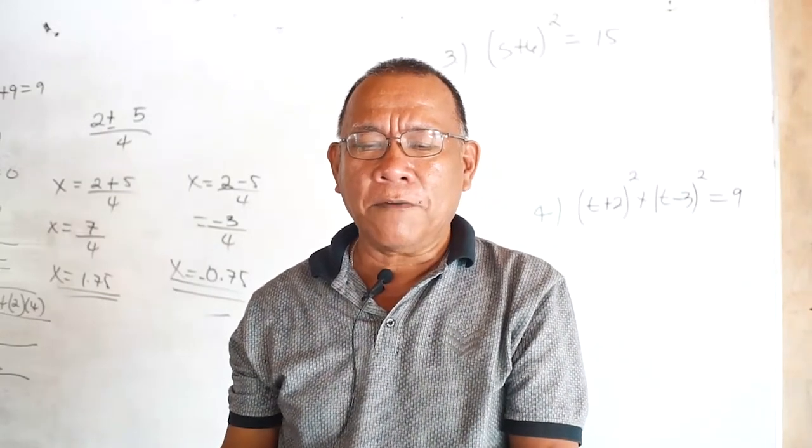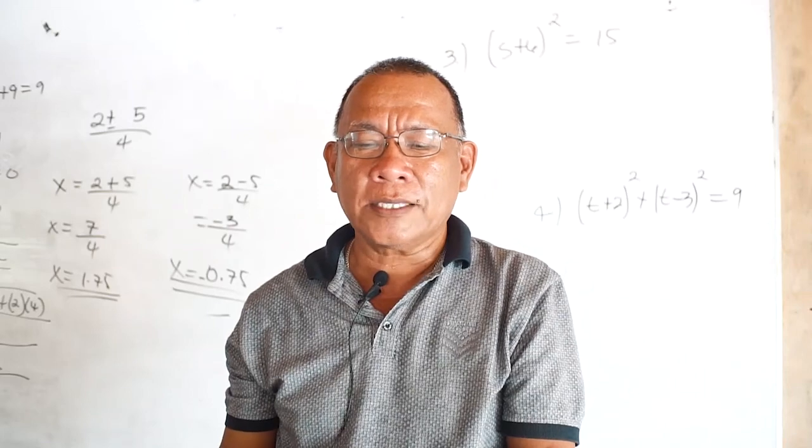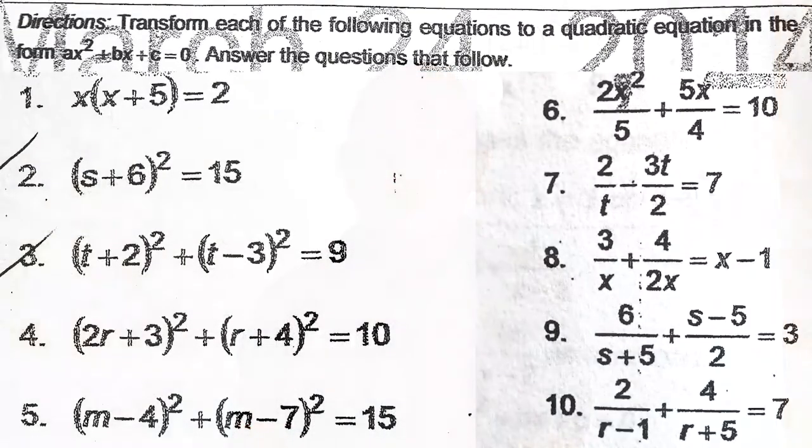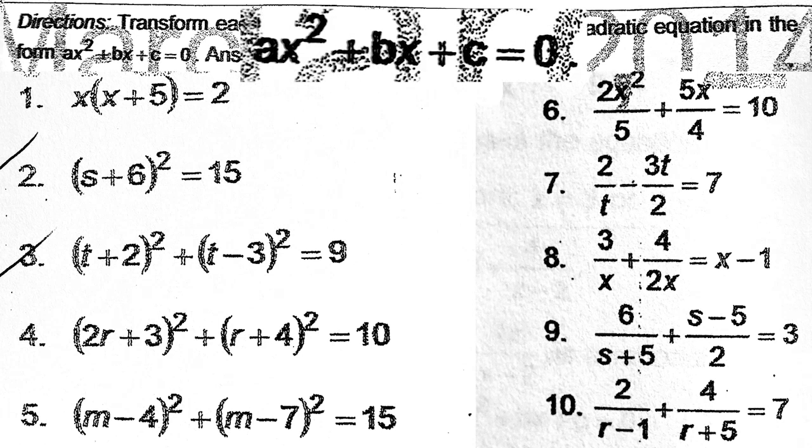Our activity for week 7 in Math 9: transform each of the following equations to a quadratic equation in the form of ax squared positive bx positive c equals 0.